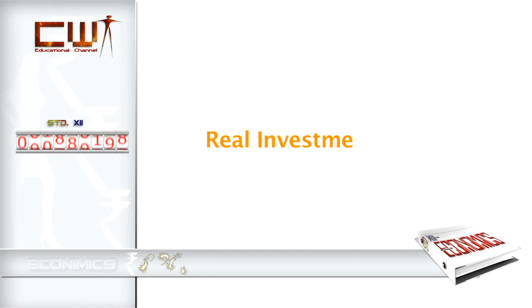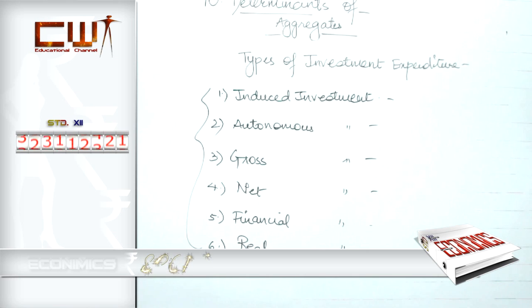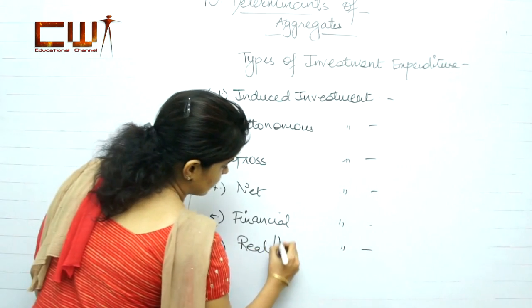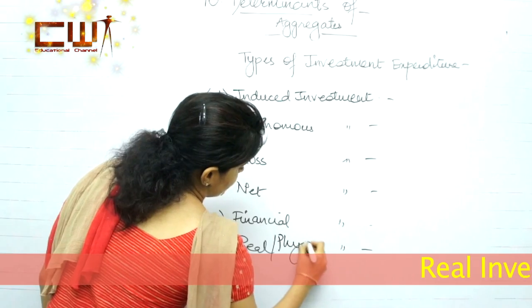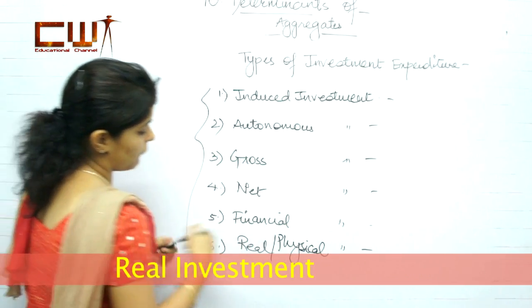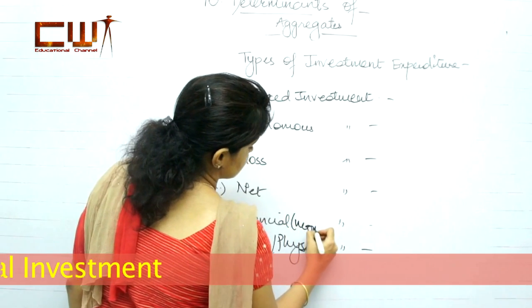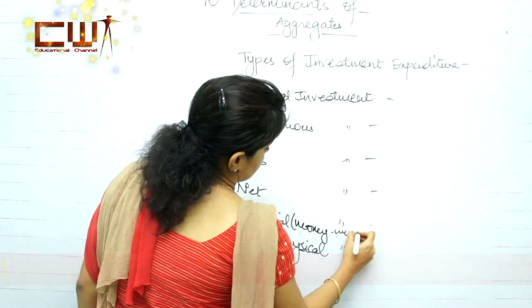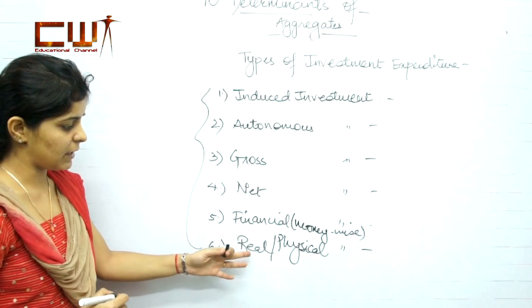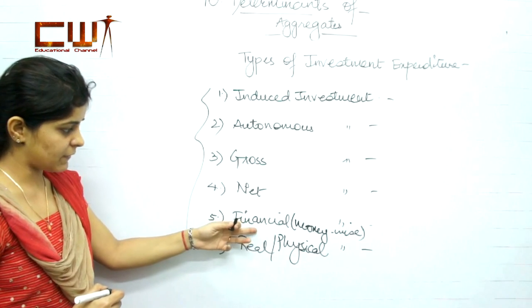Real investment is the investment made for creating new physical capital assets, that is machinery, capital investment. Real means you can also say physical investments, that is plants, buildings, machinery. Here financial means money wise. That is known as financial investment. This is the real investment in capital assets. This is shares, securities, financial.